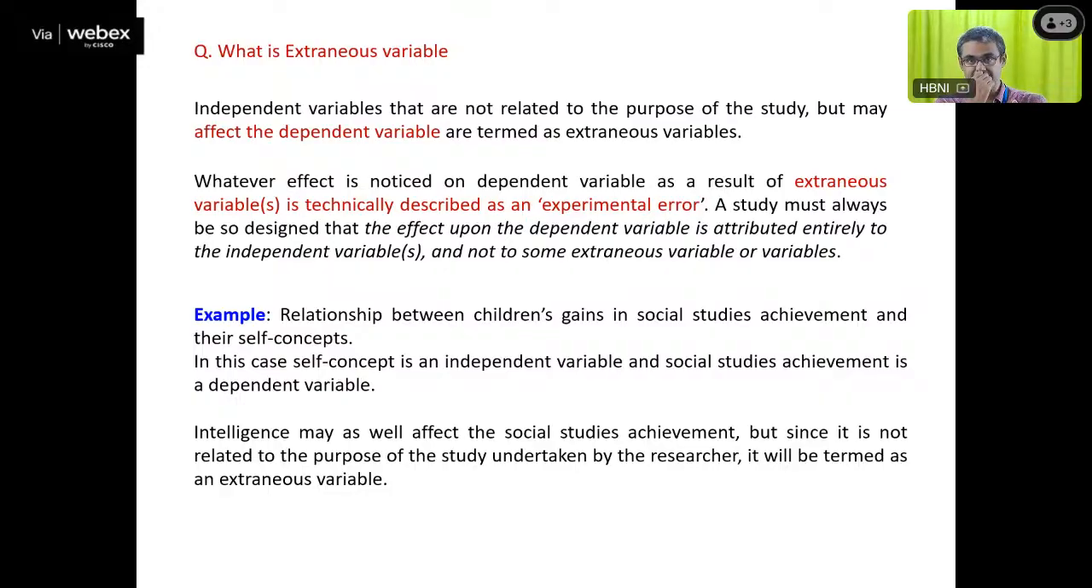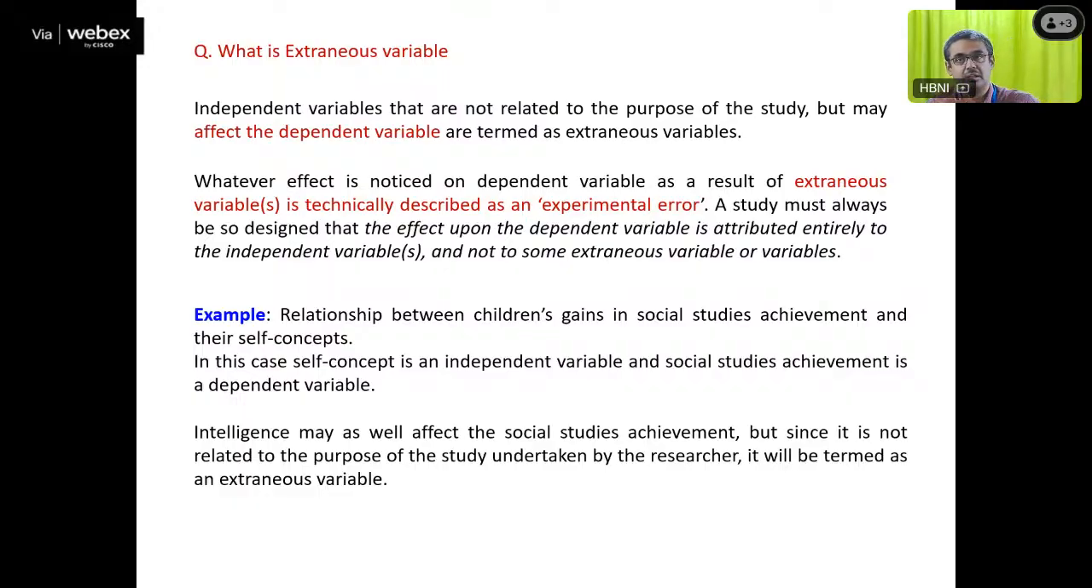And the way we can minimize the experimental error is to remove the extraneous variables. So our main criterion during research is to identify those extraneous variables and minimize their effect. Complete removal is not possible; we may not reach the ideal situation, but a real situation where the effect of the extraneous variable is minimum will be called a good research design. A study must always be so designed that the effect upon the dependent variable is attributed entirely to the independent variables and not to some extraneous variable.